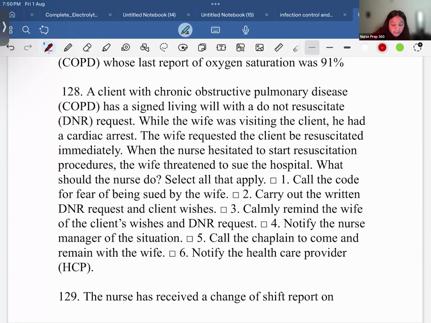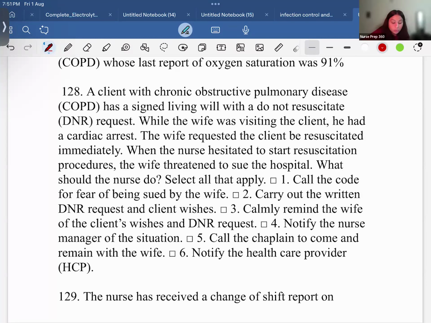Next, while the wife was visiting the client, he had cardiac arrest. So when the wife came, immediately the patient had a cardiac arrest. The wife requested the client to be resuscitated immediately. Now, what is happening in this scenario? My patient signed a DNR order first, then the patient went into cardiac arrest. At that time, the wife is saying, please resuscitate my husband.